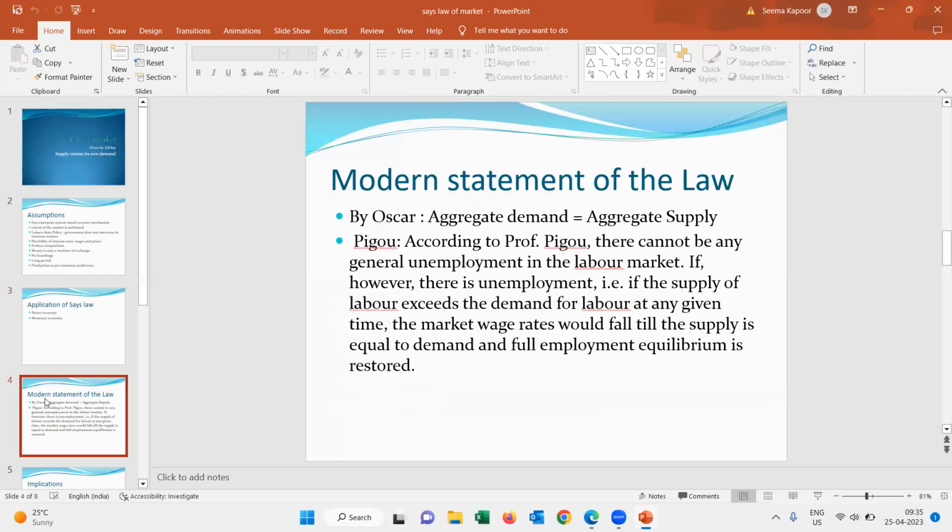The modern statement of the law is given by Pigou. According to Pigou, there cannot be any general unemployment in the labor market. Unemployment means when there is more supply of labor in comparison to demand for labor. If there is unemployment, then the supply of labor is more than demand, and in that scenario the market wage rate will fall, because labor will become cheap and there will be more demand for labor. In this way, demand for labor will match the supply, and equilibrium will be restored in the economy.